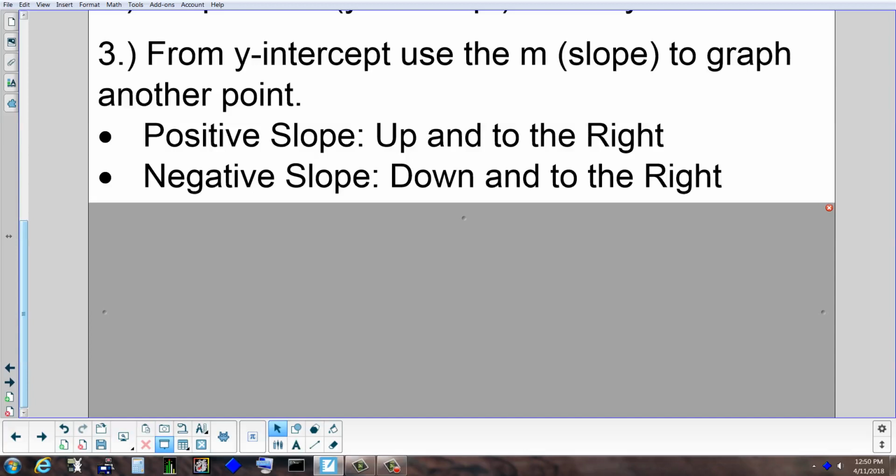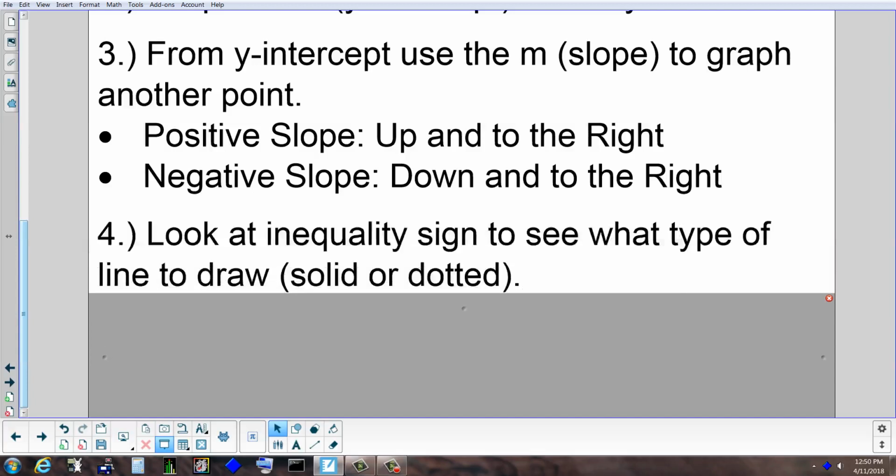All right. So now we know it's in y equals mx plus b. We've graphed our y-intercept. We've graphed our slope. What are we going to do now? Draw the line. Is it going to be dotted?